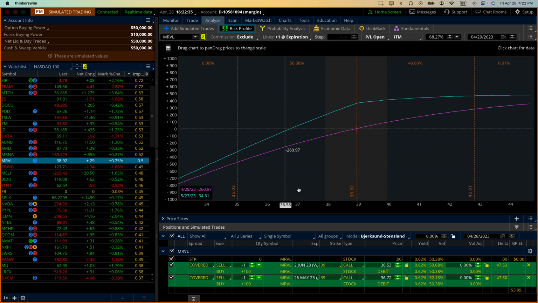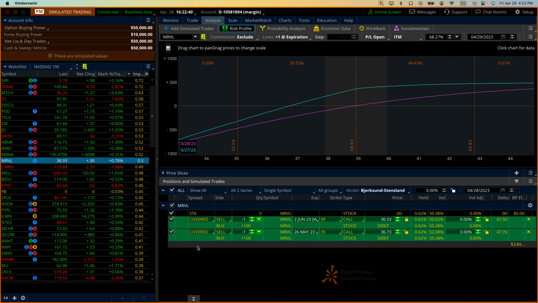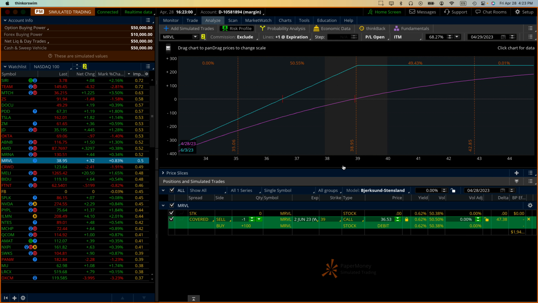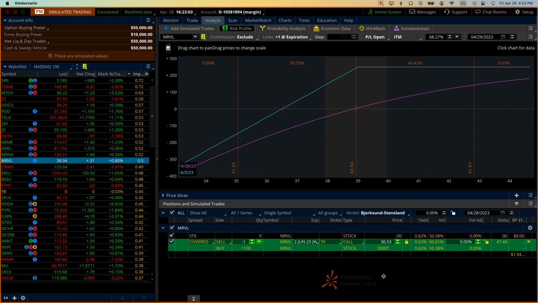Look at the risk graphs. All right, so you can see that this one here, the May 26th, cost me a little more. Why? Because the extrinsic value of the option is a little less. So I say, well, let's do the June 2nd. All right, now how much is this going to cost me? $3,653. What if you did 3 of these?